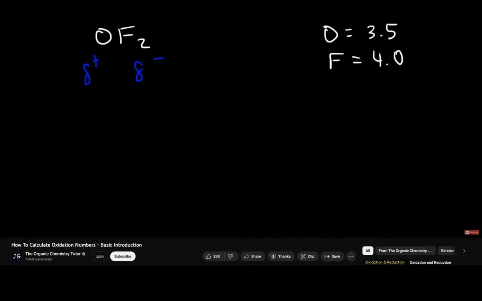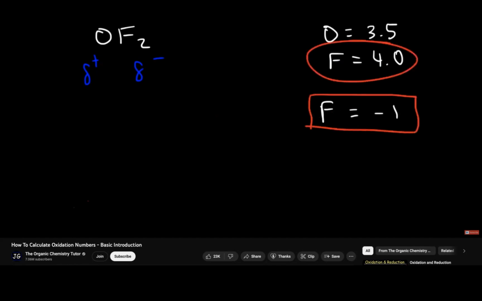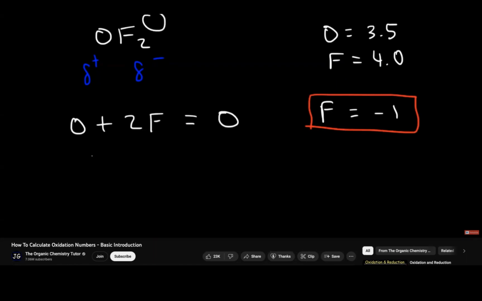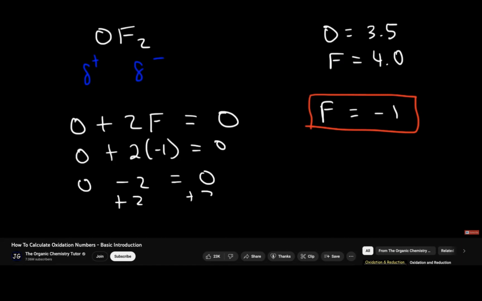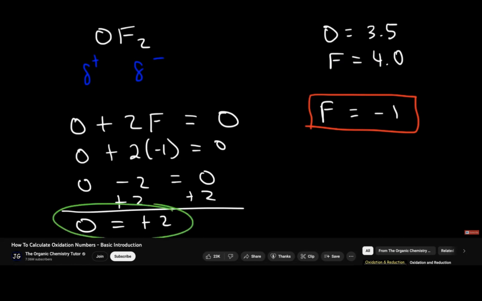Keep in mind, anytime fluorine is in a compound, it has an oxidation state of -1. And the reason for that is because fluorine is the most electronegative element on a periodic table. So now we can solve for oxygen. So O plus 2F should have a net charge of 0 because there's no number here. So fluorine is -1. 2 times -1 is -2. So if we add 2 to both sides, oxygen is going to equal +2, which makes sense because it's partially positive in this particular example.